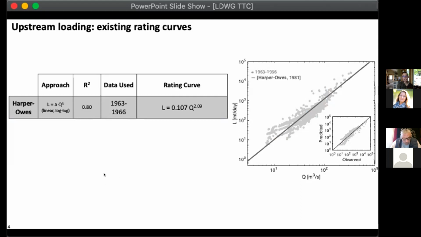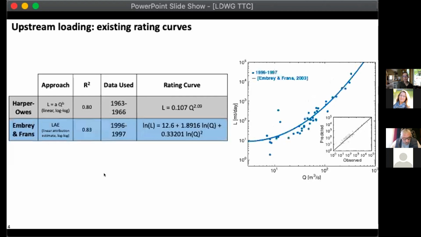Embry and Franz in 2004 used the linear attribution estimate method to develop a rating curve from the 1996 and 1997 data. This method allowed for a quadratic rather than a linear rating curve in log space. So basically, instead of a straight line here, you allow it to curve a little bit. And this means that the rating curve actually fits their low flow and their high flow data pretty well. And they have an R-squared of 0.83, probably because there's still a bit of scatter in that data set.